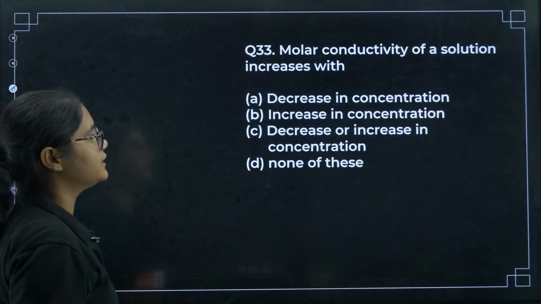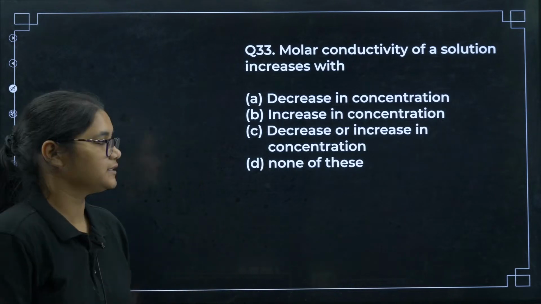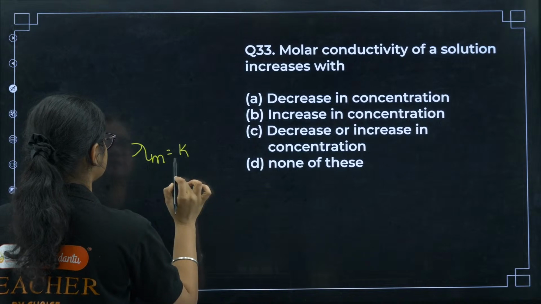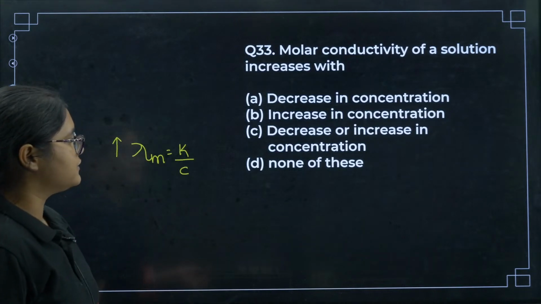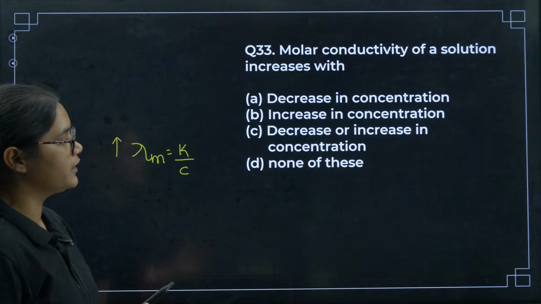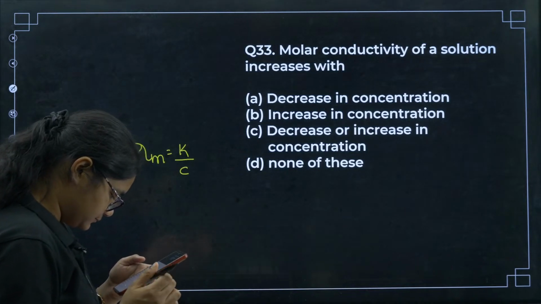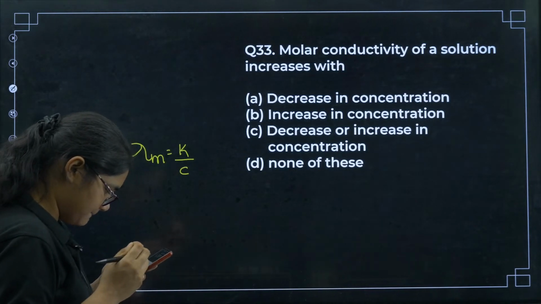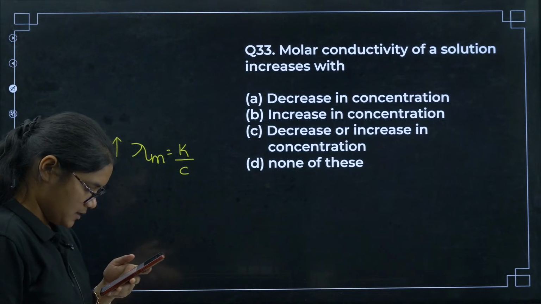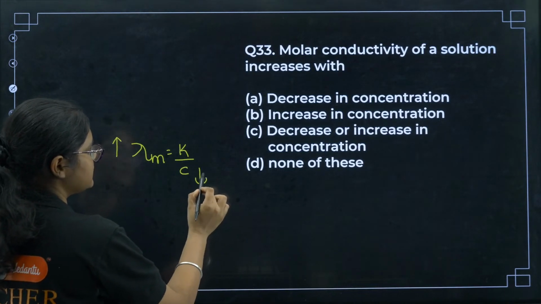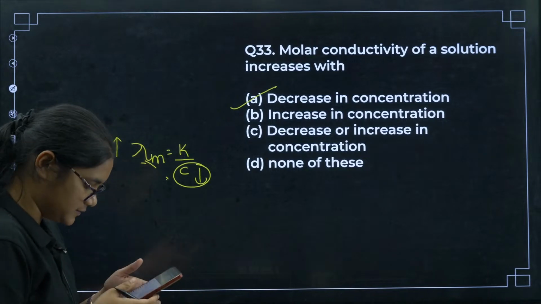Next, question number 33. Molar conductivity of a solution increases with. This is a very important question. Molar conductivity formula is kappa by C, right? So molar conductivity of the solution will increase with what? Decrease in concentration, increase in concentration, decrease or increase in concentration, none of this. Yes, very good, decrease in concentration. So if concentration decreases, molar conductivity will increase. Inversely proportional. So A is the correct answer.